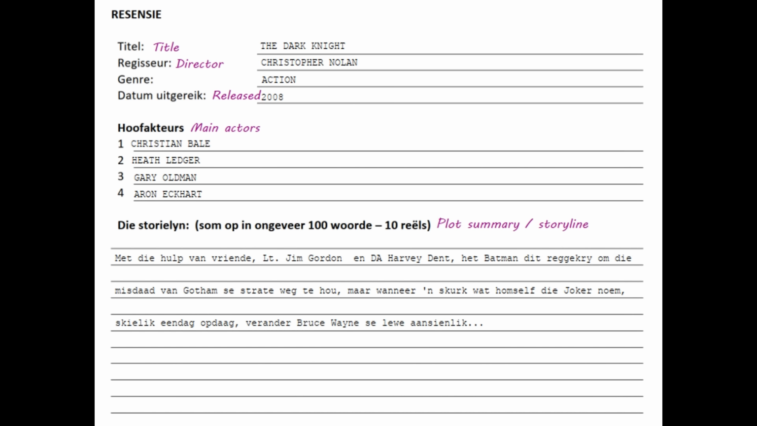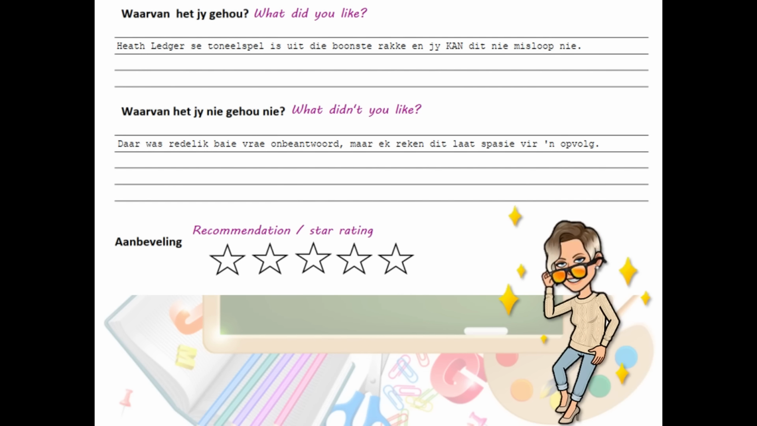So the format for a movie review, for example, you're going to have the title, your director, the genre, and when it was released. You're going to have some main actors. Remember their real names, not the character names. A little bit of a plot storyline, plot summary, but do not give away the ending. What did you like? What didn't you like? And a recommendation at the back. You can have a 5 out of 10, or you can have a star type rating. It doesn't matter, either one of the two.